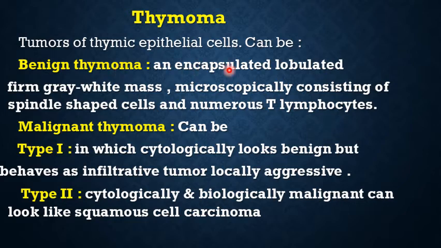The benign thymoma is encapsulated, confined to the thymus, a lobulated, firm gray-white mass consisting of spindle-shaped cells with T lymphocytes, but confined inside the capsule. It's benign looking. In the malignant type of thymoma, which has two types, type 1 is cytologically benign but the behavior is infiltrative, so it infiltrates beyond the capsule. It's locally aggressive. But type 2 is cytologically and biologically malignant with a high rate of metastasis, and can look like squamous cell carcinoma.